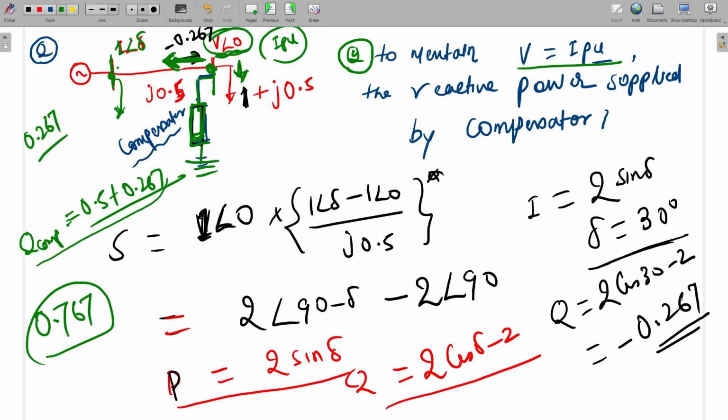Is it clear? With this information, you can solve any type of power flow question. It will be easy, not tough. Any place you find this kind of question, try to solve it yourself. Just remember one thing: apply VI conjugate at the node where the information is given. Okay, thank you all.